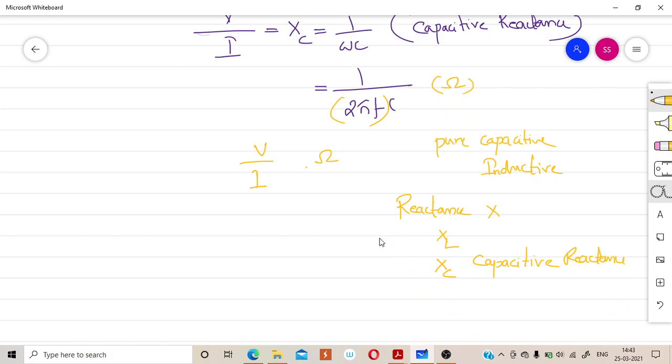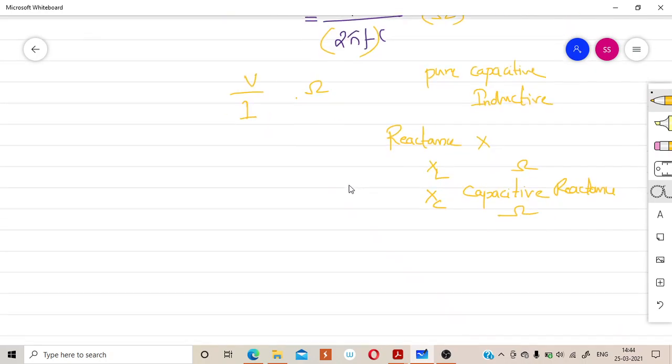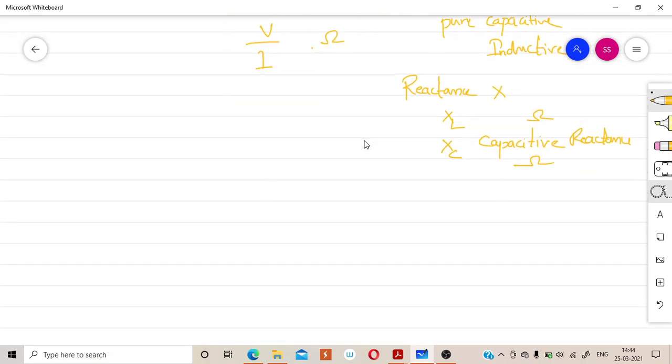Again, the unit is the same, ohm and ohm. Okay, now we can define Ohm's law here also. That means we have V by I equal to Xc in a pure capacitive circuit. Then we can write it as V by Xc equal to I. I_C you can write, that is the capacitive current, the RMS value of current passing through this pure capacitor.